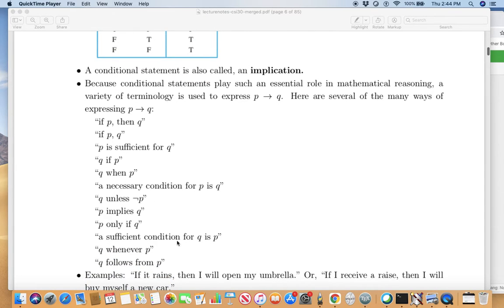A sufficient condition for Q is P. Notice this is essentially the same as saying P is sufficient for Q. What this means is the truth of P is sufficient for the truth of Q. Whenever P is true, Q is true. Q follows from P. So all these phrases mean the same thing: P implies Q.